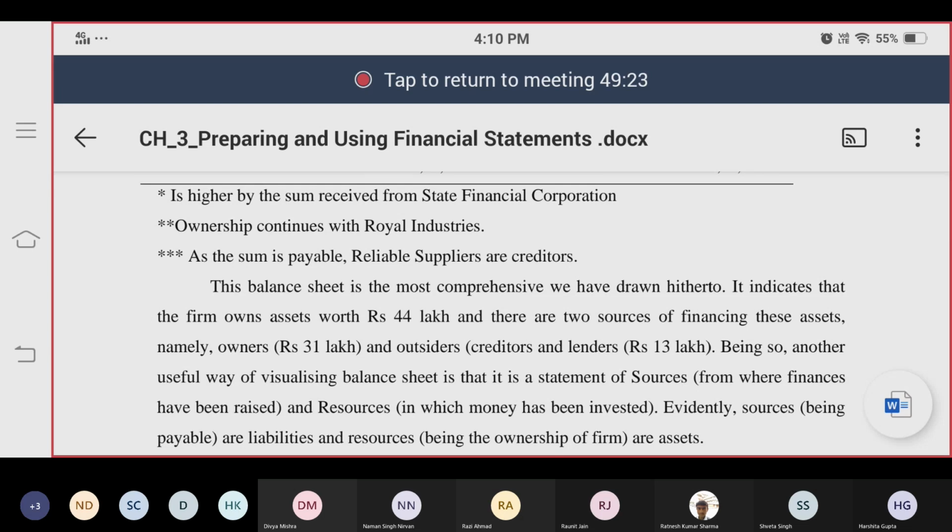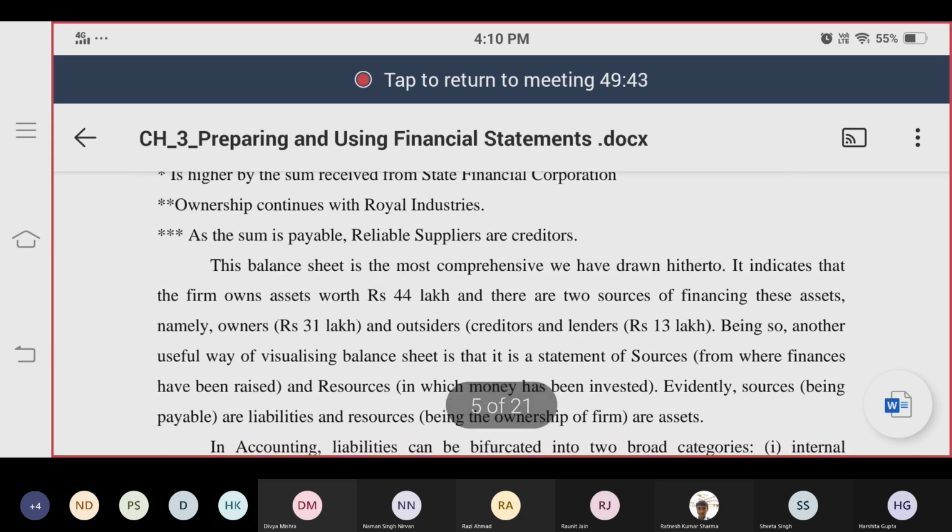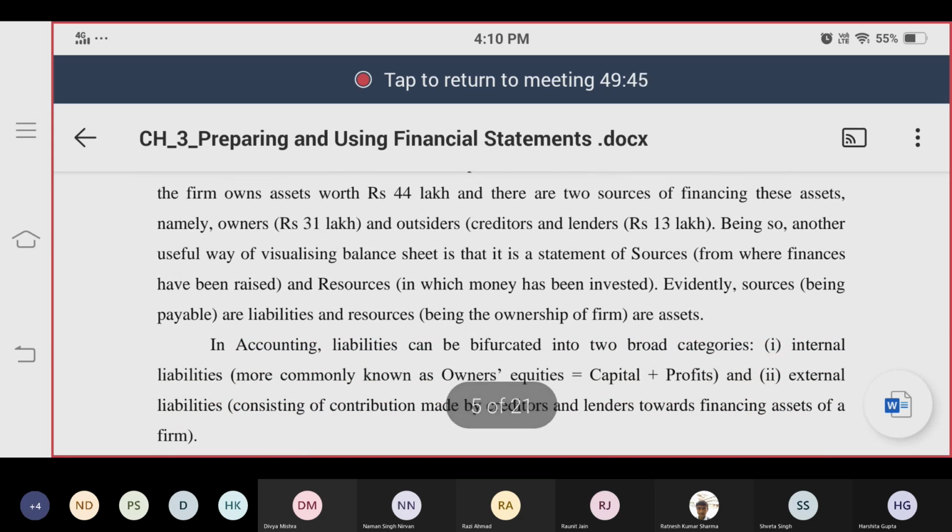Okay, so all your liabilities are basically sources of finance, and all the assets are resources that the company has created on its own, or the company owns. Evidently, sources being payable are liabilities, and resources being the ownership of the firm are assets.